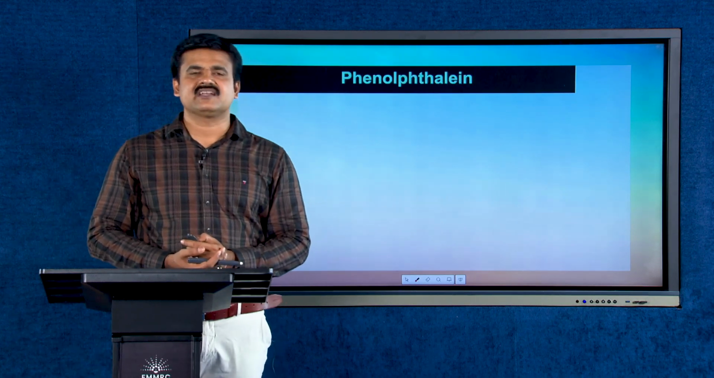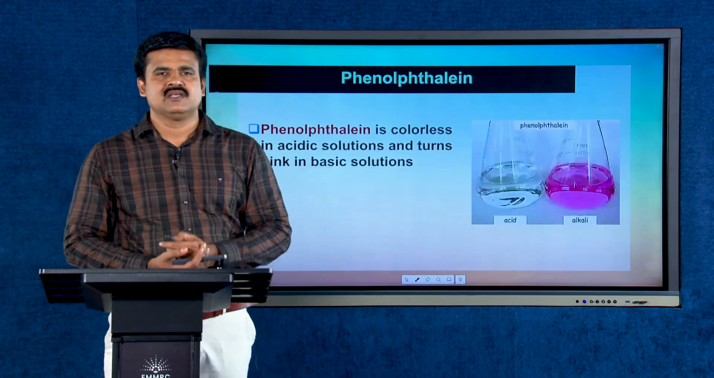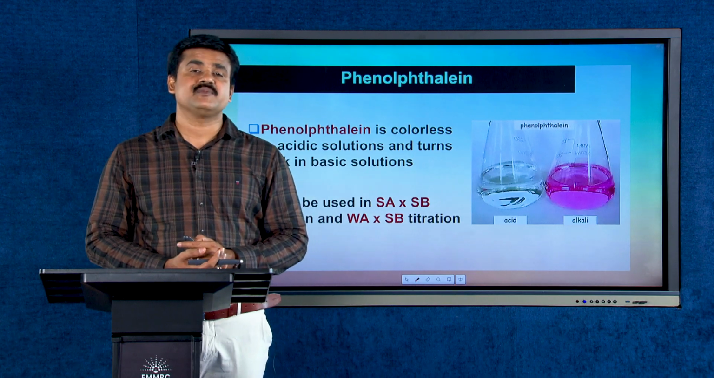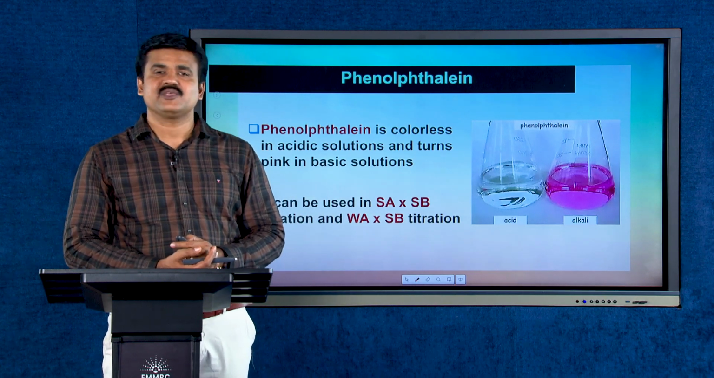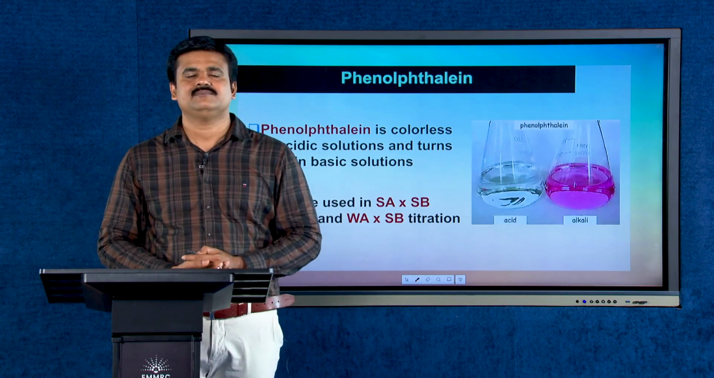Now moving on to another common indicator in acid-base titration, phenolphthalein. Phenolphthalein is a colorless substance in acid solution and it turns pink in basic solution. The picture clearly reveals the color change from colorless to pink, and it should be noted that phenolphthalein is useful in SA-SB titration, strong acid, strong base titration. At the same time, a weak acid can also be titrated against a strong base by using phenolphthalein indicator. Weak acids include acetic acid, formic acid, etc.